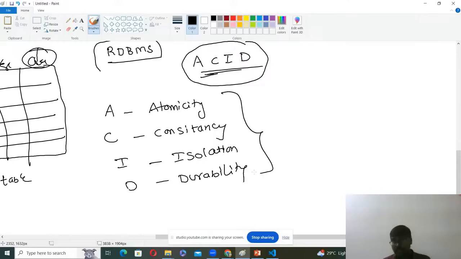Okay, that means if you are storing the data in a relational database, it maintains this property. What is atomicity? For example, you are doing one operation like a transaction, assume a bank transaction. If you are using this, there are only two cases: either the transaction is successful or it has not started at all.